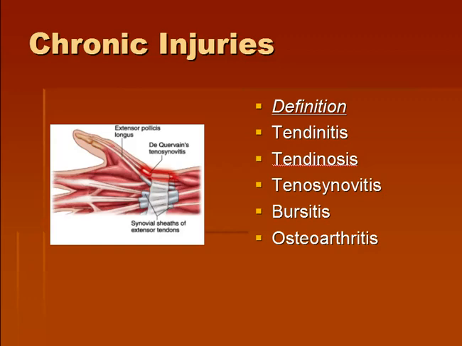Tenosynovitis is pictured here. It's a little synovial sheath that the tendon goes through, the little tunnel. Sometimes that gets irritated. Bursitis, those bursa can get inflamed, and osteoarthritis is the joints, most commonly the knee and the hip. You can actually wear down the articular cartilage that goes on them and create some pretty bad problems. So there's a few terms there.